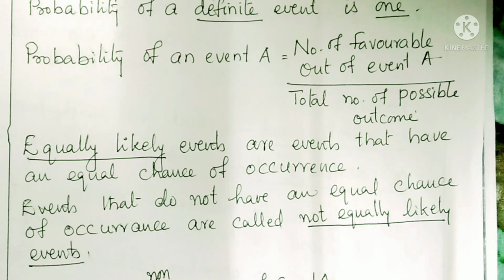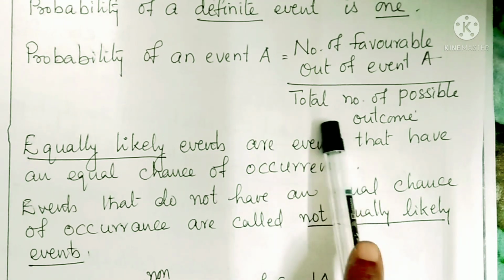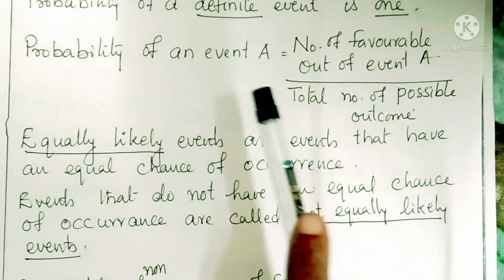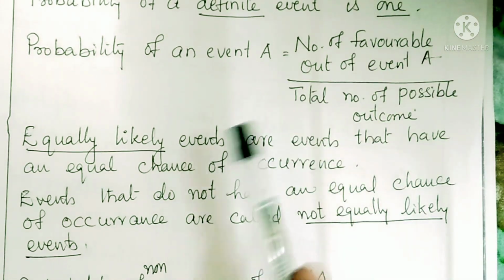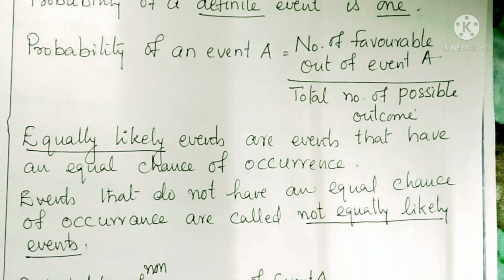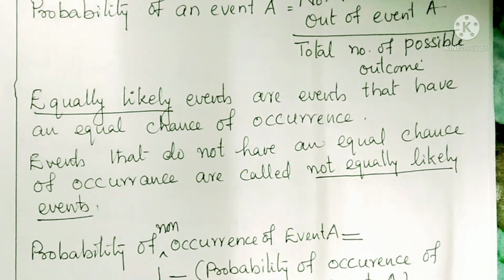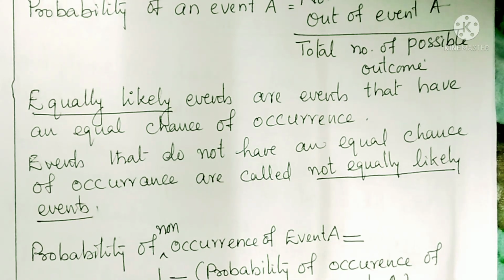And the total number of possible outcomes. What are the possible outcomes? It can be either a tail or a head. So the total possible outcomes are head or tail, that is 2 things that can happen. And out of that, the number of favorable outcomes, if you say probability of getting a head, is 1. So the probability of getting a head is 1 out of 2. Probability of getting a tail is also 1 out of 2.